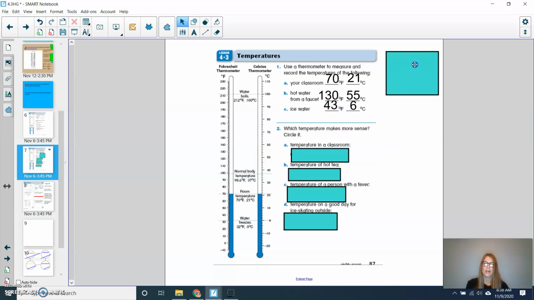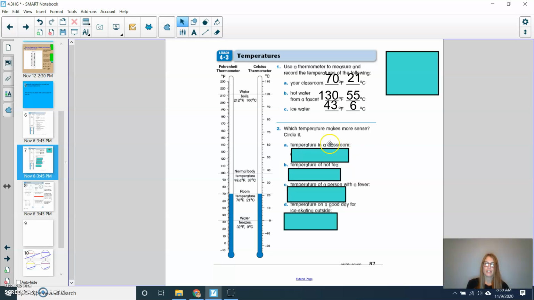And then for ice water, now I know water freezes at 32 degrees Fahrenheit, but ice water isn't quite at that freezing point. It's a little bit warmer than that. So for ice water, we said the best was around 43 degrees, which 43 degrees is the same thing as 6 degrees Celsius. So again, your answers might be a little bit different for this top part, and that's okay as long as they were pretty close.